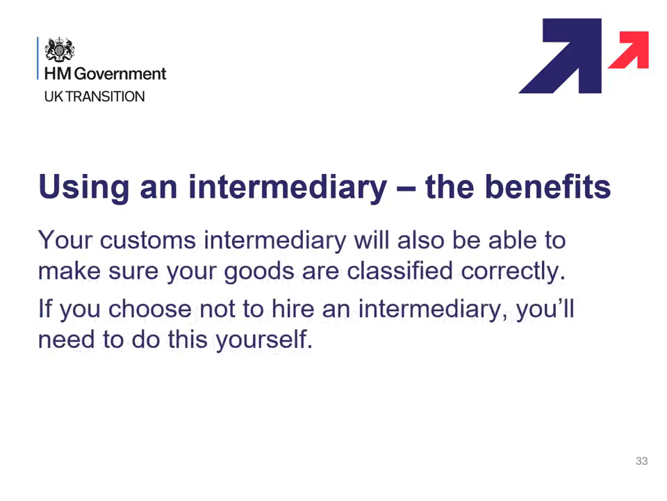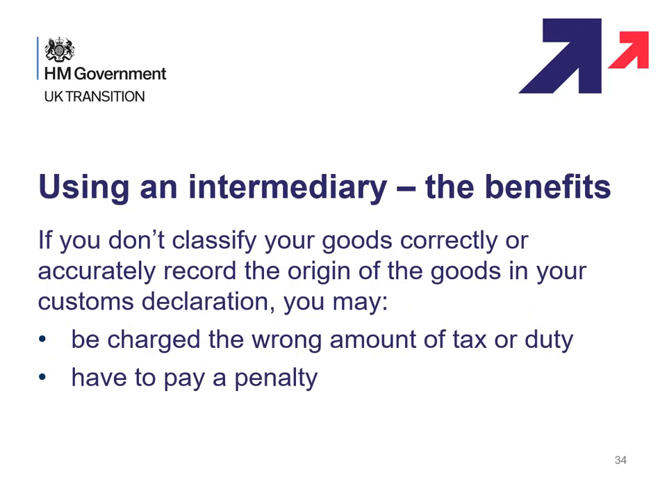Your customs intermediary will also be able to make sure your goods are classified correctly. If you choose not to hire an intermediary, you will need to do this yourself. If you don't classify your goods correctly, or if you don't accurately record the origin of the goods in your customs declaration, you may be charged the wrong amount of tax or duty, and you may have to pay a penalty. You can find more information and check that your goods meet the rules of origin on gov.uk.